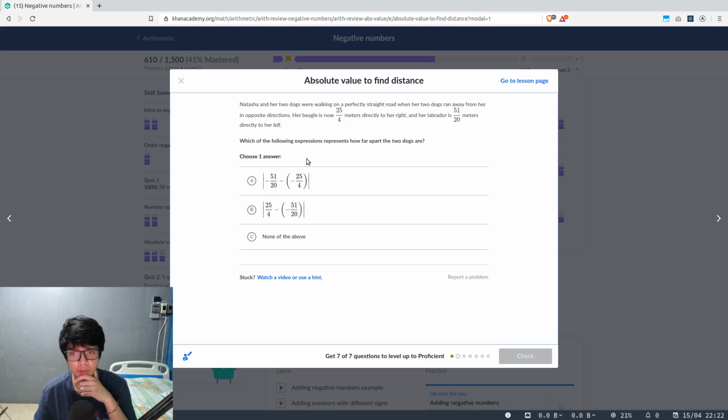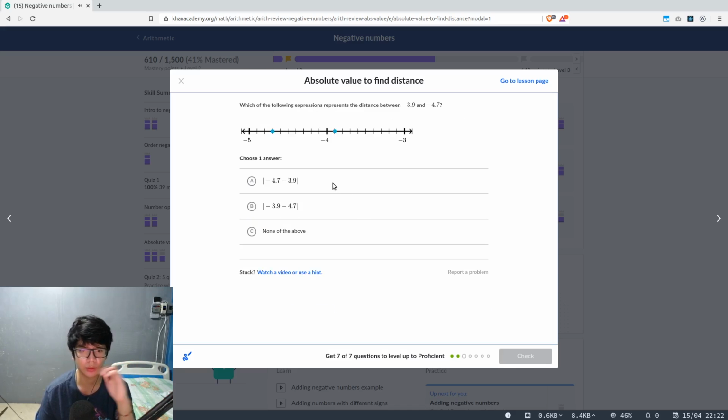Oh, so the other one's negative. No, it's gonna be, and the other one's gonna be positive. It's gonna be B. Let's say to the right, so it's positive, and then minus the one to the left. So it's gonna be B.